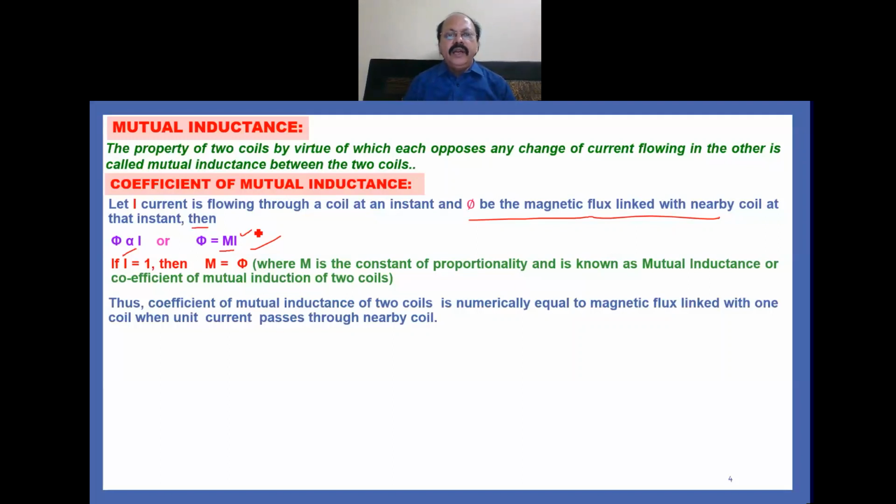The coefficient of mutual inductance of two coils is numerically equal to the magnetic flux linked with one coil when unit current passes through the nearby coil.